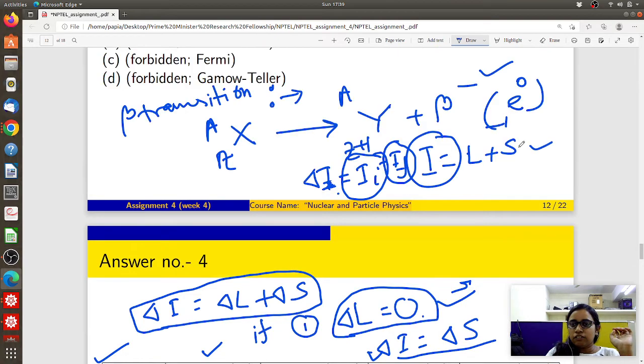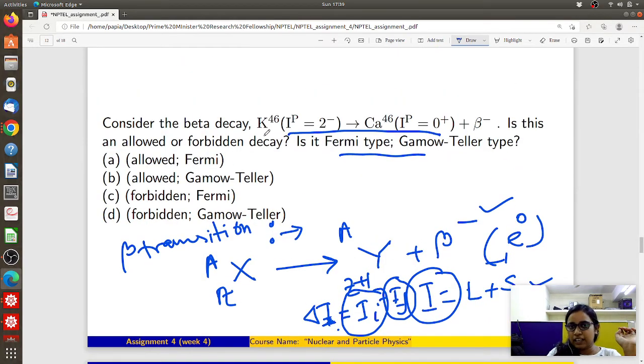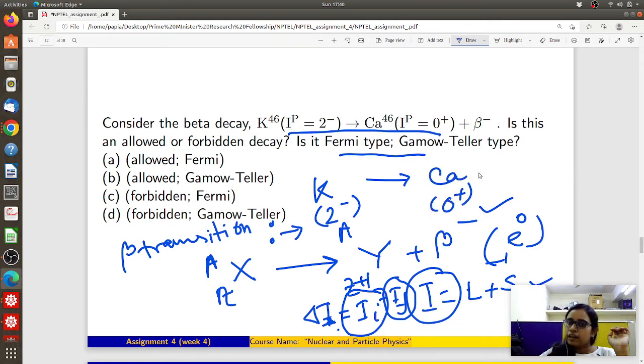Now coming to our expression, what is given here. In that question, I am just focusing on the 2 minus state going to calcium 0 plus, and obviously beta minus and neutrino are there, but we are not talking about these things. They are just asking whether it is allowed or forbidden.